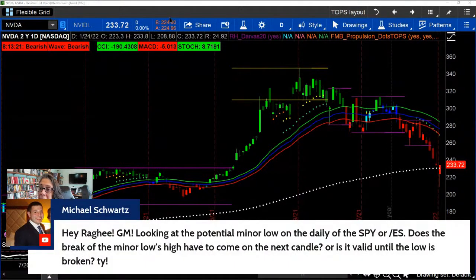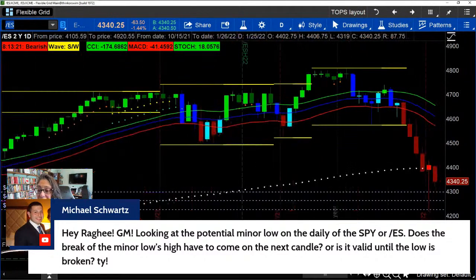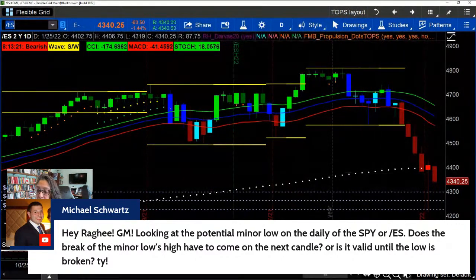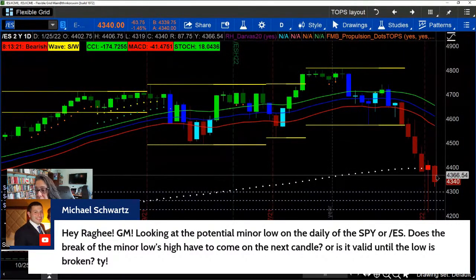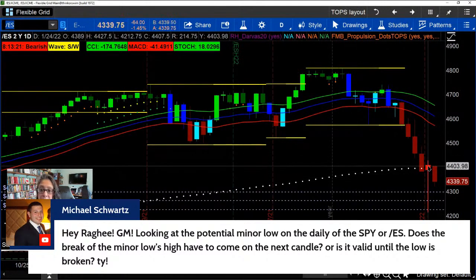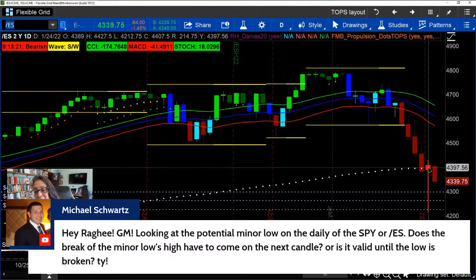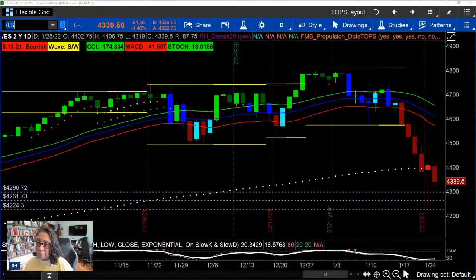All right, next up. Hey there, Michael. Good morning. Looking at the potential minor low on the daily of the SPY or ES. You got it. Let's take a look at the ES. Does the break of the minor low's high have to come on the next candle? No, if it's an inside day. So to your point, if we have an inside day today, in other words, this particular candle here for the 25th for Tuesday does not go higher than 4442.12 and 3/4 and does not go lower. I'm sorry, does not go higher than 4444.27 and a half and does not go lower than 4442.12 and 3/4. That's the high and low from Tuesday.